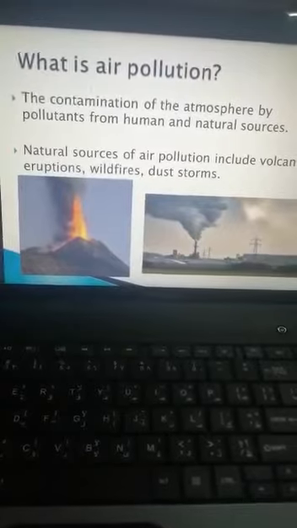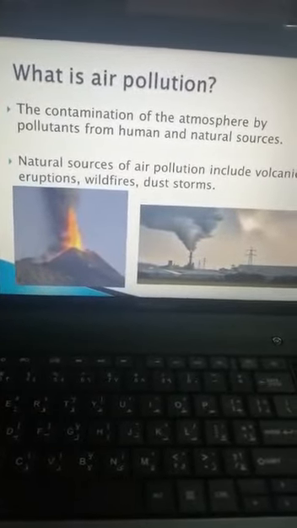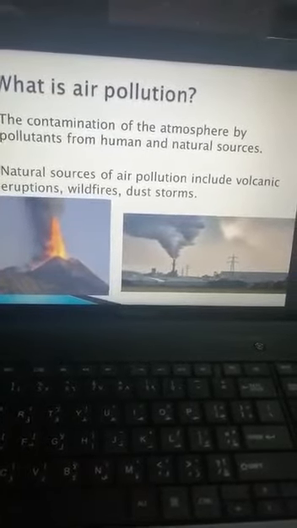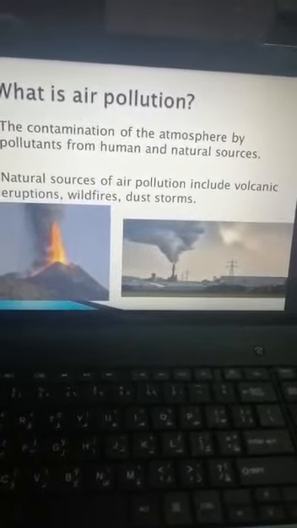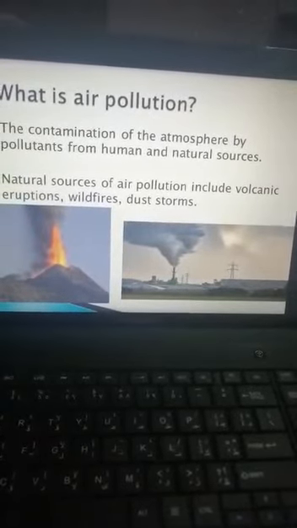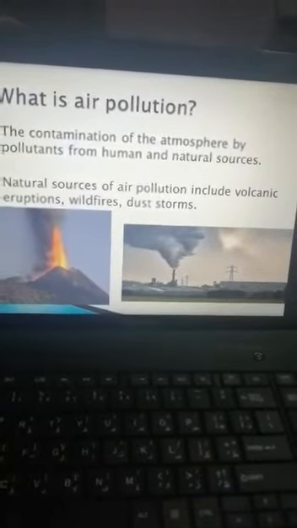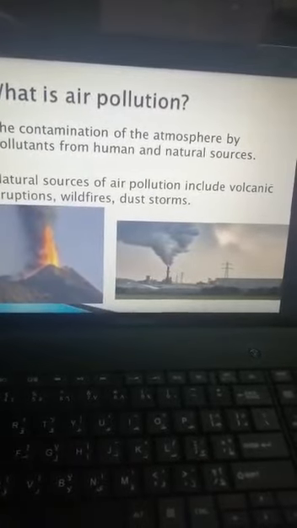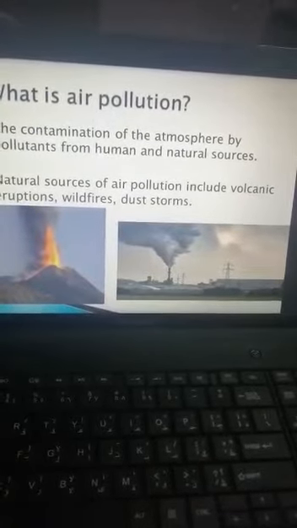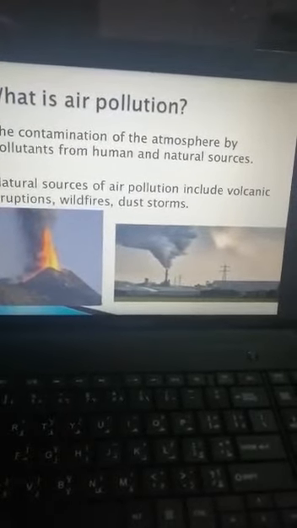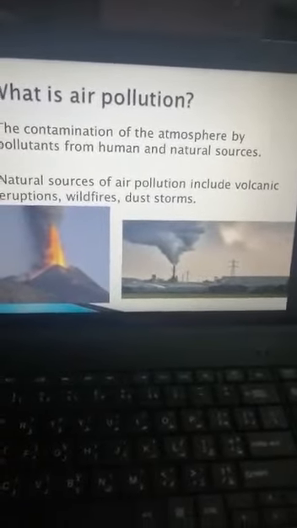Air pollution is the contamination of the atmosphere by pollutants from human and natural sources. Okay? Contamination of the atmosphere by pollutants from what? From human and natural sources. Natural sources of air pollution include what? Include volcanic eruptions, wildfires, and dust storms.